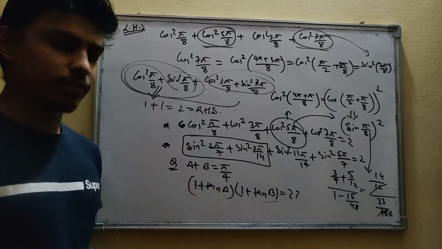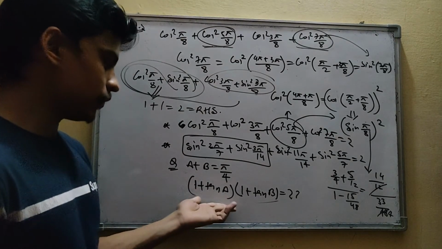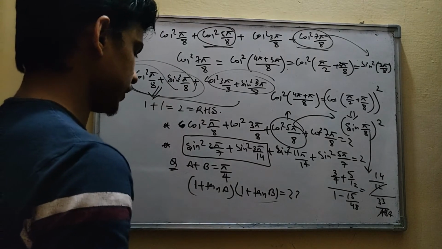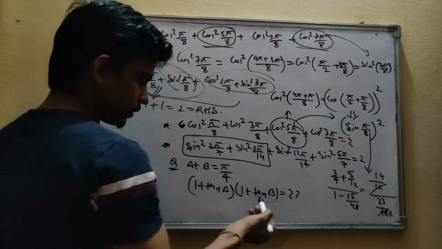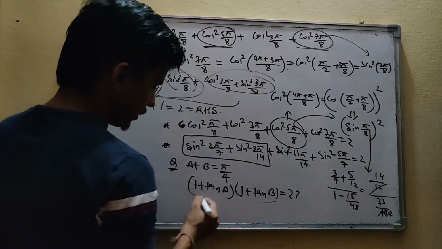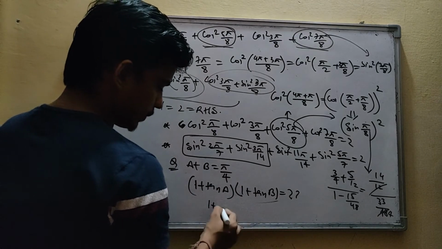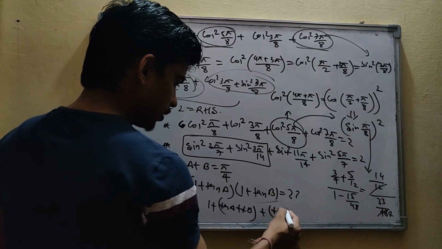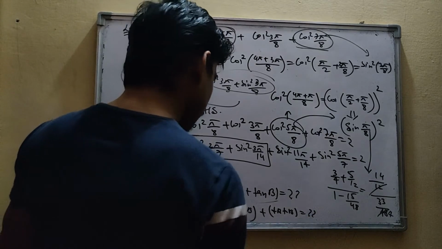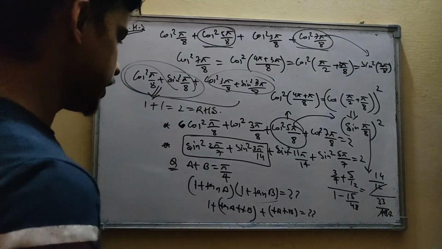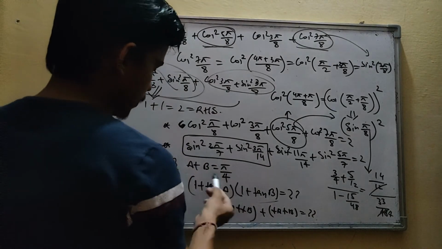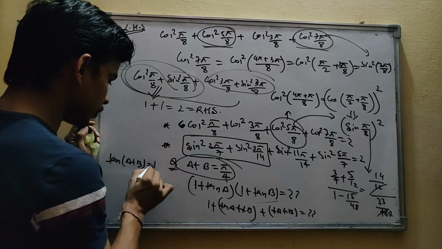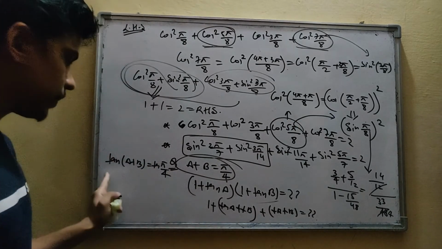Now a plus b is equal to pi by 4, and we are interested to find the value of this. So this is very simple also, right? Let's simplify it first. 1 plus, if I multiply it, it is going to be tan a, tan b, and here it is going to be tan a, tan b. So the value of this thing I want to find, right? 1 plus tan a tan b. If you apply tan both sides, tan of a plus b is equal to tan of pi by 4. This is very simple, right? tan of a plus b equals tan of pi by 4.